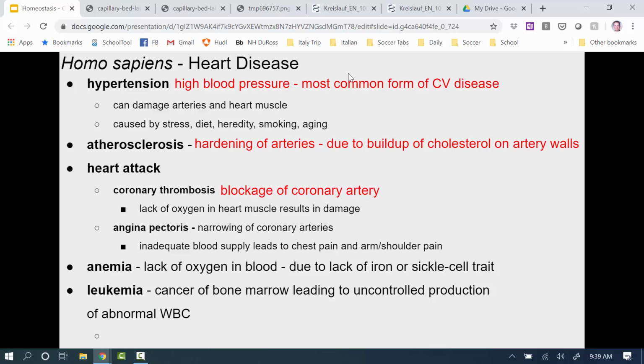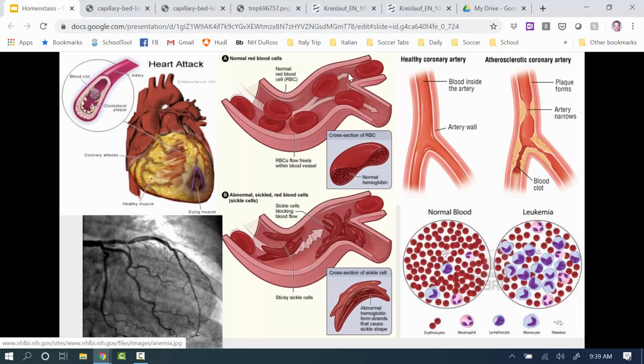Different types of cancer can affect the circulatory system as well. The most common is leukemia. It's a type of cancer that affects the bone marrow. Remember, the bone marrow is where the blood cells are actually produced. Okay? And sometimes it leads to an overproduction of white blood cells. Here are some illustrations to show some of the things we've been talking about.